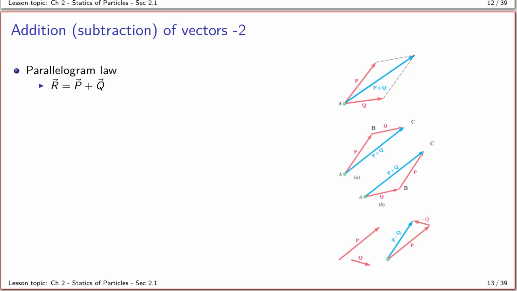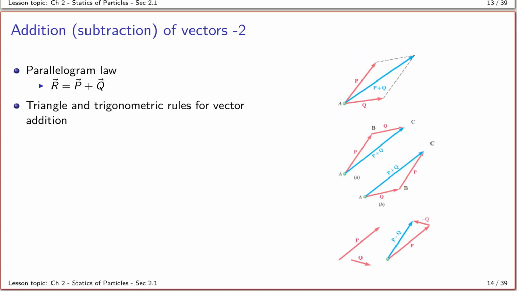Now what we will be using more and more is a trigonometric method to solve for addition of vectors. Just to remind you, first we want to understand what the notation here is. This notation shows an uppercase P with an arrow on top of it, Q with an arrow on top of it. These are indicative of vector quantities. So this expression is telling us that the resultant R is the sum of the vectors P and Q, as we found from the parallelogram law.